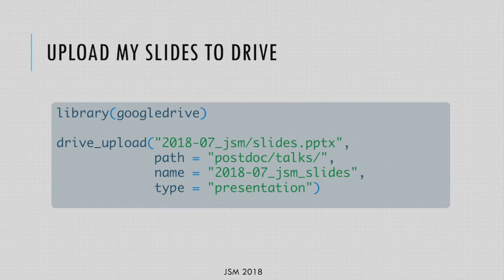And so I called library googledrive, and I used the drive_upload function in order to upload my slides. So I could specify exactly where on my Google Drive I wanted those uploaded with the path. I can specify the name I want these slides to have. And then finally, I can specify the type. And so this is really nice. This lets you convert your files into a Google Drive type. And so when I use type equals presentation, it'll convert the PowerPoint slides into actually a Google Slides type so that people can go ahead and add comments via the Drive client.